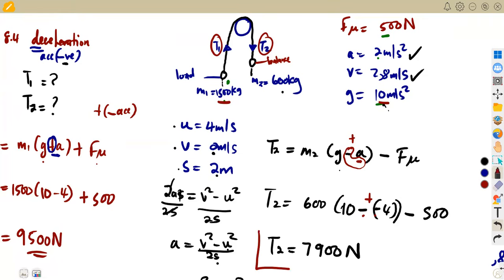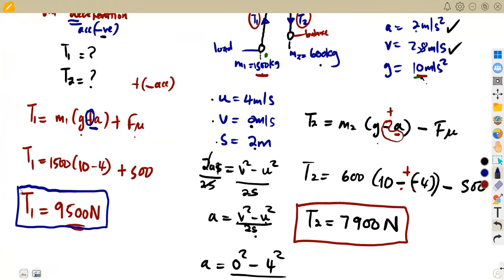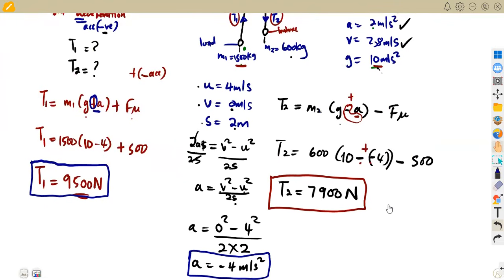All right, so that was our tension 2 in this case, which is the one going down. T1 is the one that is going up. T2 is the one that is going down, but it's just affected because it's a deceleration. Instead of having a normal positive value for acceleration, our acceleration is going to be negative. That is the whole concept when we are talking about a deceleration.